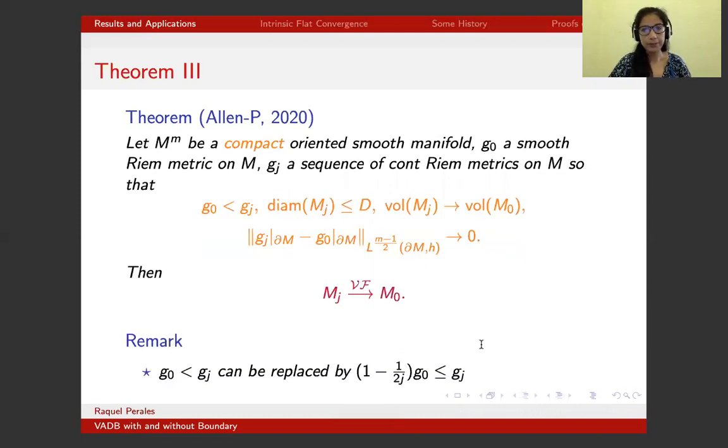The next theorem is just with Allen, and this paper only deals with manifolds with boundary. So here again, we have M fixed manifold that is compact with boundary and oriented.